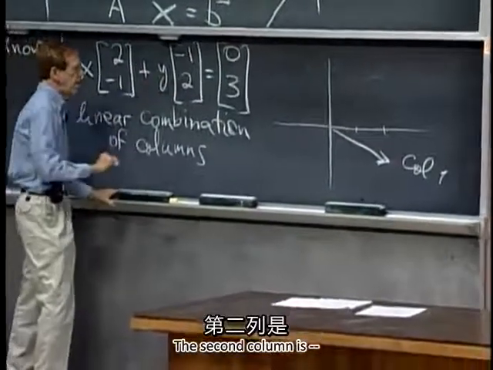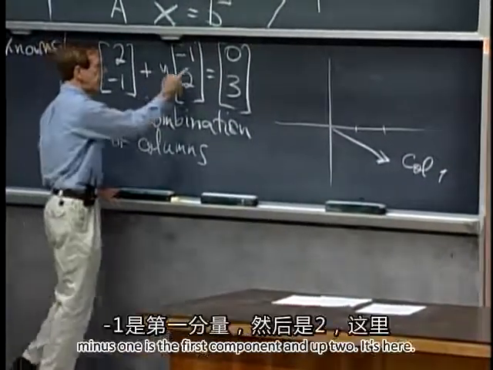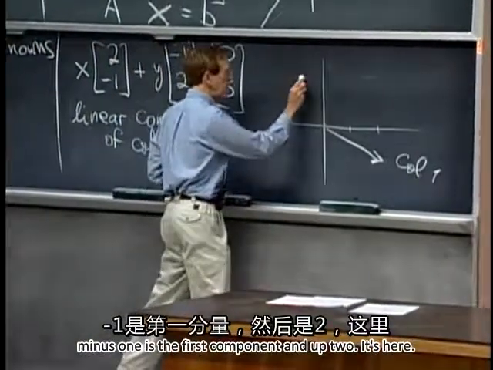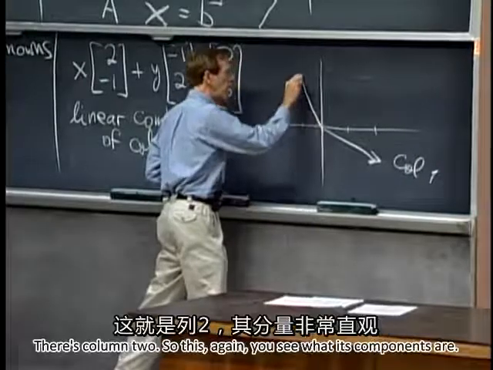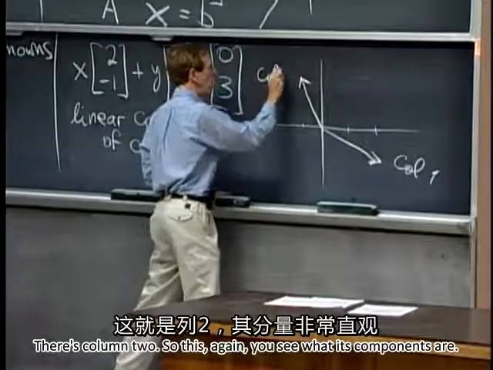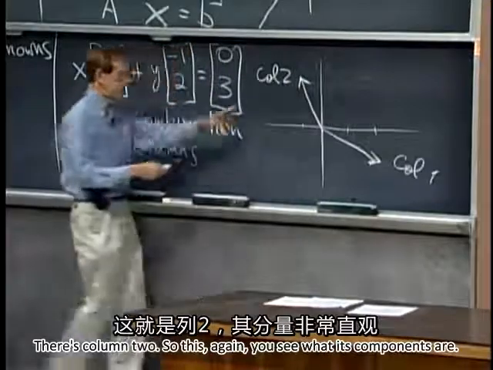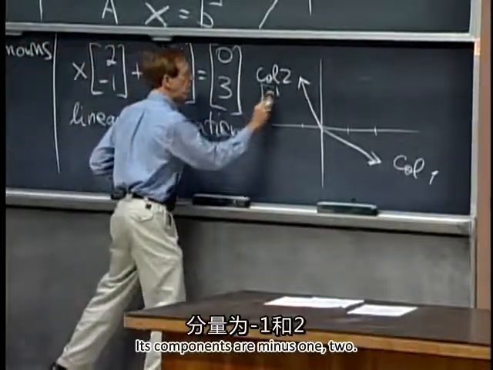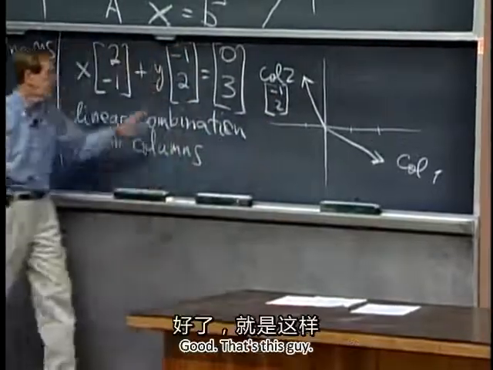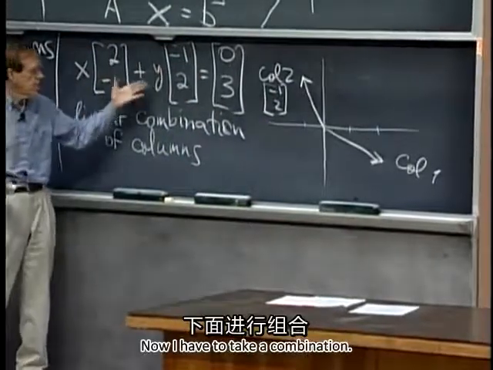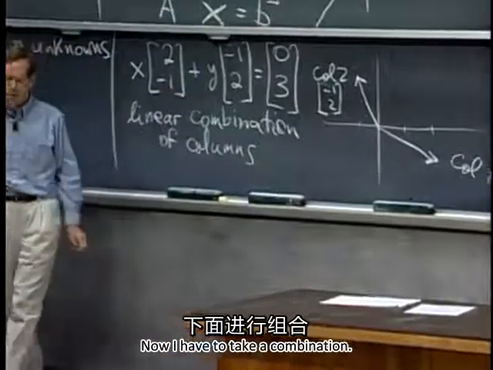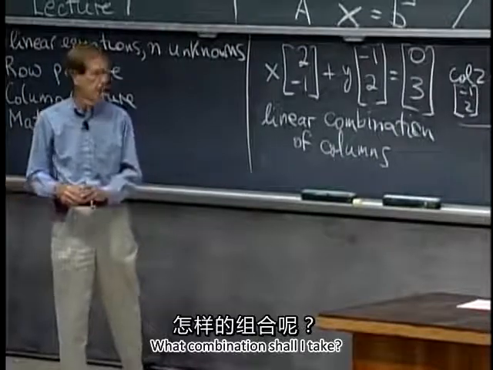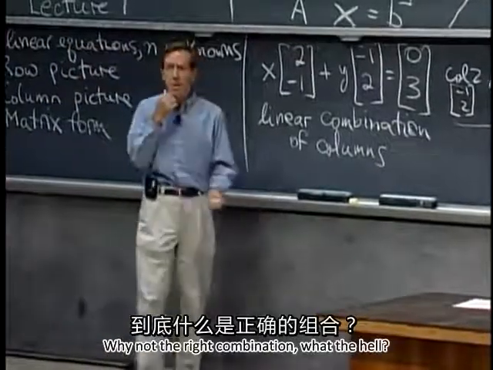The second column is, let's see, I go over minus 1 is the first component and up 2. It's here. There's column 2. So this, again, you see what its components are. Its components are minus 1, 2. Good. That's this guy. Now, now I have to take a combination. What combination shall I take? Why not the right combination?